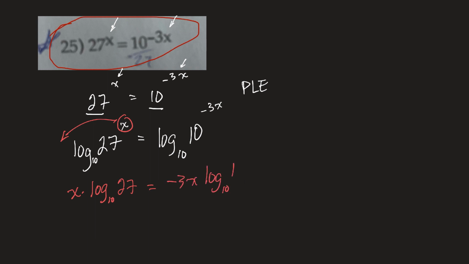10 of 10. Now the answer to this part here, log base 10 of 10, if these are the same, then the answer to that is just 1. So really, I've got x times the log base 10 of 27 is equal to negative 3x. Now let's figure out on our calculator what log base 10 of 27 is. Let me just do that on my calculator.